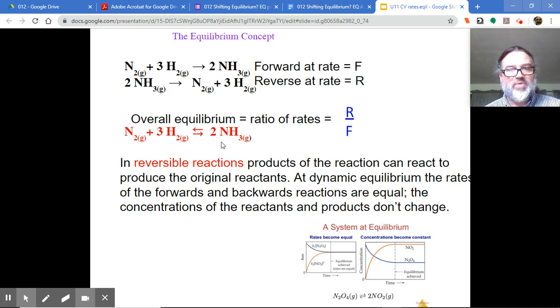Whenever you see this symbol, it's going forward and back, and we can start to think, oh, is there more of this side or more of that side? And that's what we'll look at as we go forward.